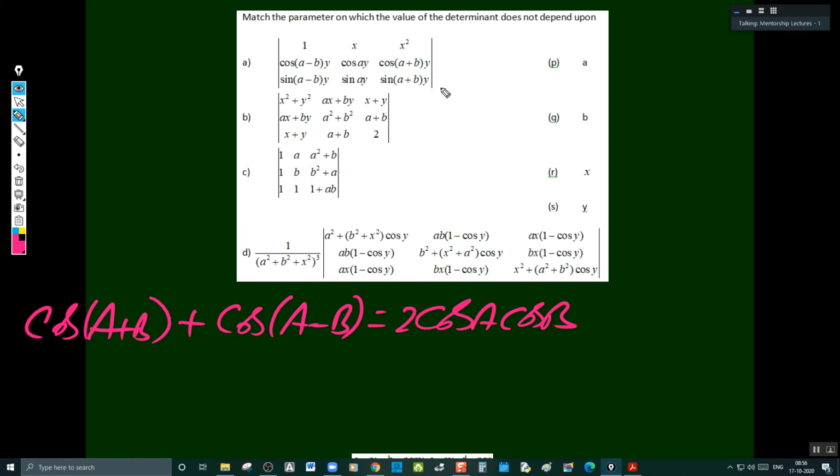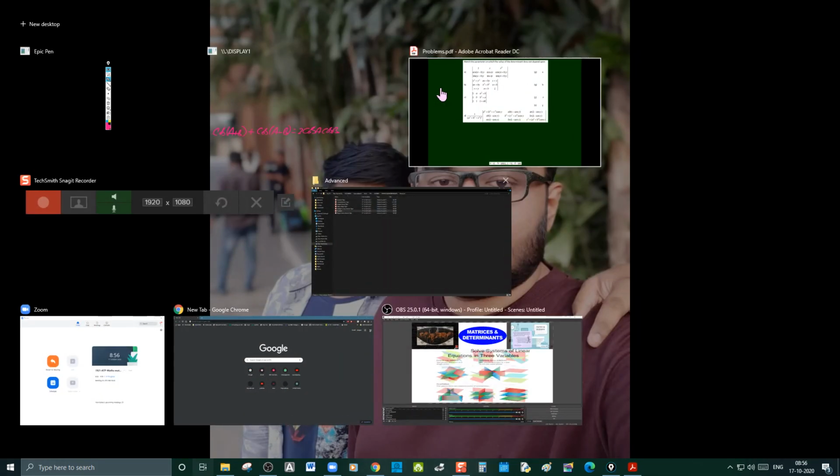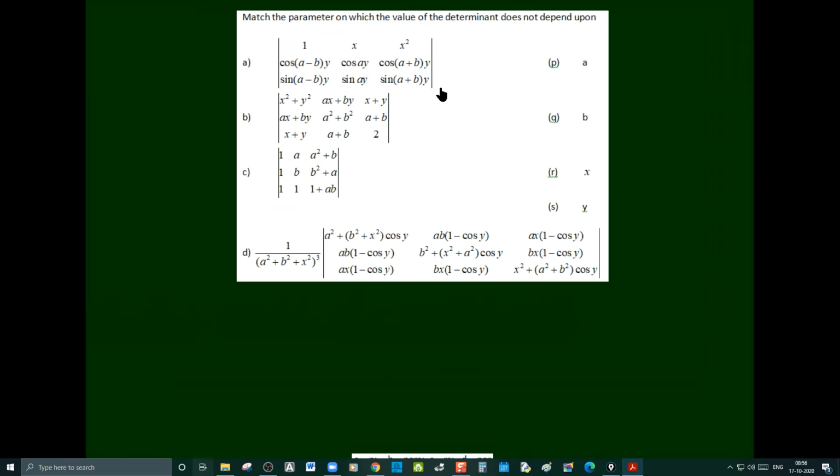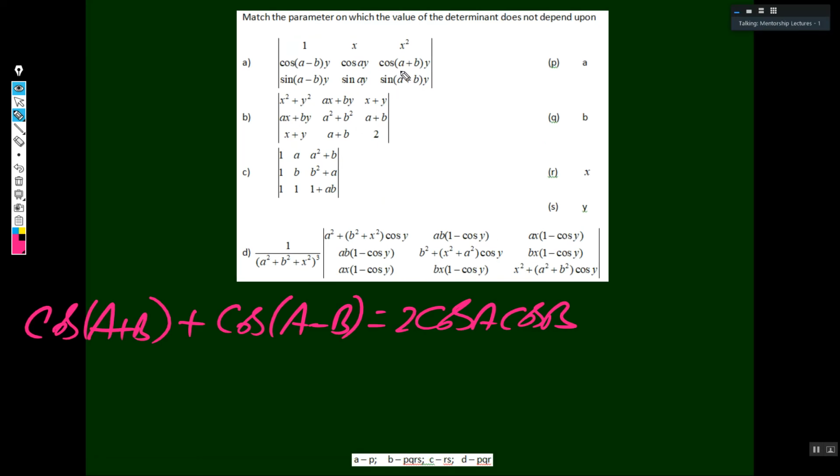So what I'm talking about? I'm talking about this. Cos of A plus B plus cos of A minus B is nothing but 2 cos AY cos BY. You have cos AY here. So what we do? सो थर्ड रो भी हो जाएगा ना, sin of A plus B plus sin of A minus B. Correct. I'm talking about columns here. Let me write like this.